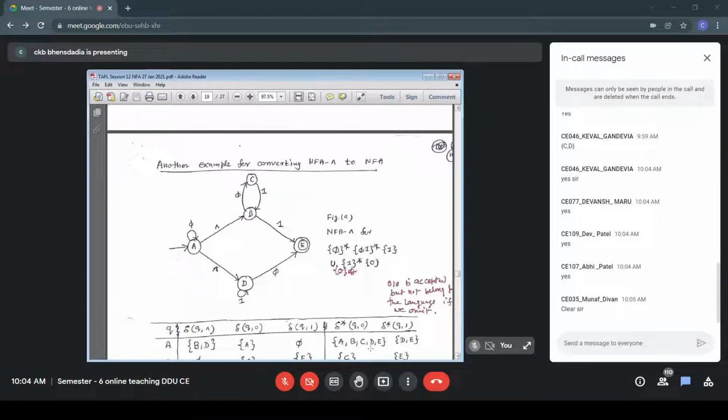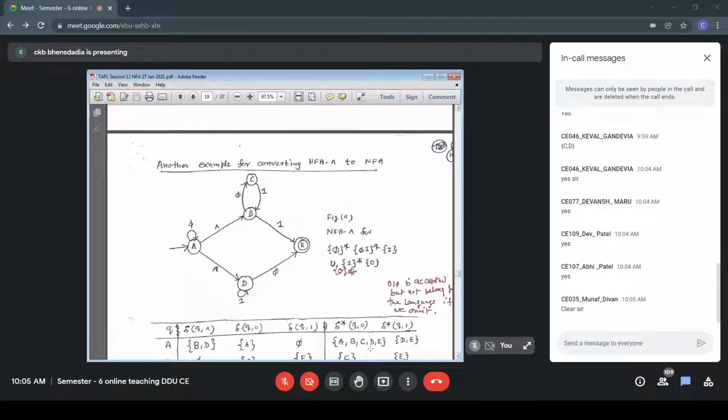So take the example string 0 1 0. We can't omit that 0 star. Otherwise 0 1 0 won't be accepted. See 0, that is state A. Then in the state D, that is 1. And then in the state E, 0. 0 1 0 is accepted by this NFA.